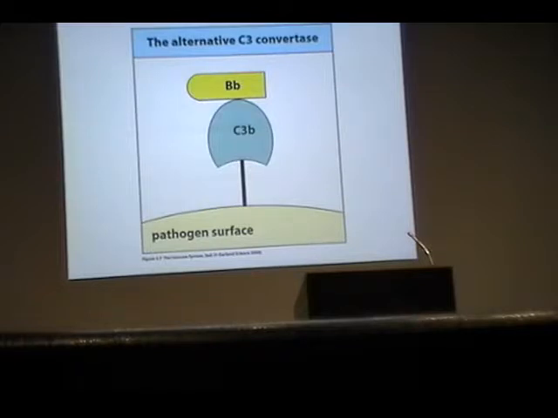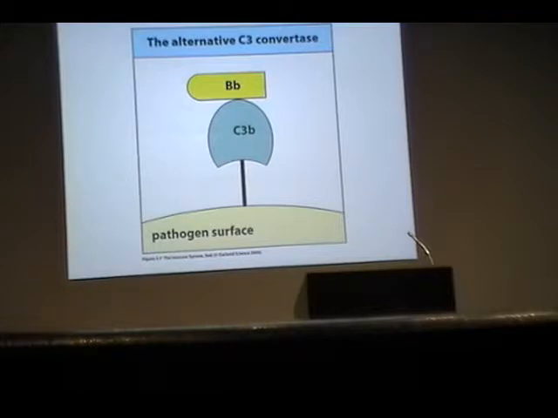So C3b, B binds to C3 or C3 flex. B doesn't attack C3. B can bind to C3 flex or C3b. And then that diamond, if you will, of B and C3 or C3 flex is attacked by D.